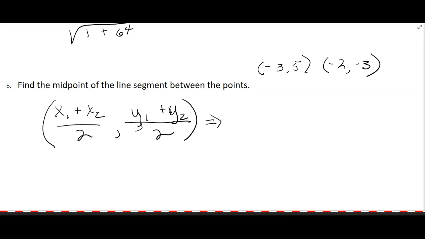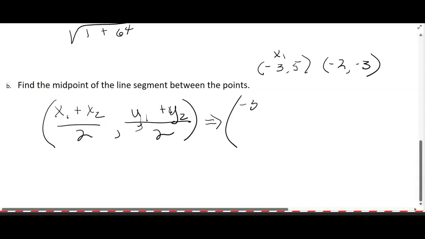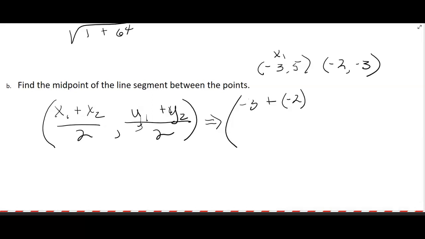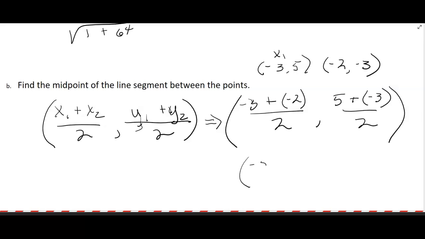Okay, so this becomes -3, that's your x sub 1, plus -2 over 2, and then 5 plus -3 over 2. And so when we do the math, we get -5 halves over, that's going to be 2 over 2, which is 1.